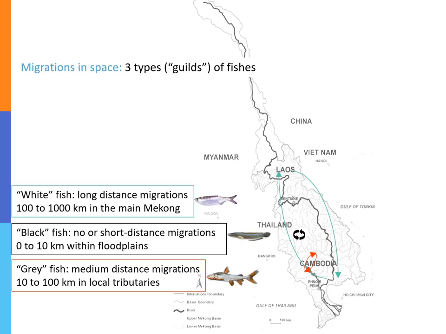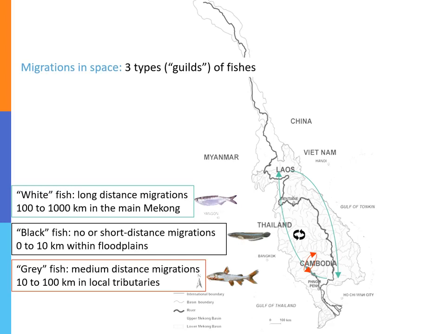In terms of space in Cambodia in particular, we can distinguish three types of fishes that ecologists call guilds of species. One is blackfish, because their color is mainly dark, like the snakehead, and they have no migrations or very short distance migrations, let's say to simplify between 0 and 10 kilometers maximum within the floodplains, which means that these fish spend the dry season within the floodplains. They try to find a refuge or to bury in the mud.